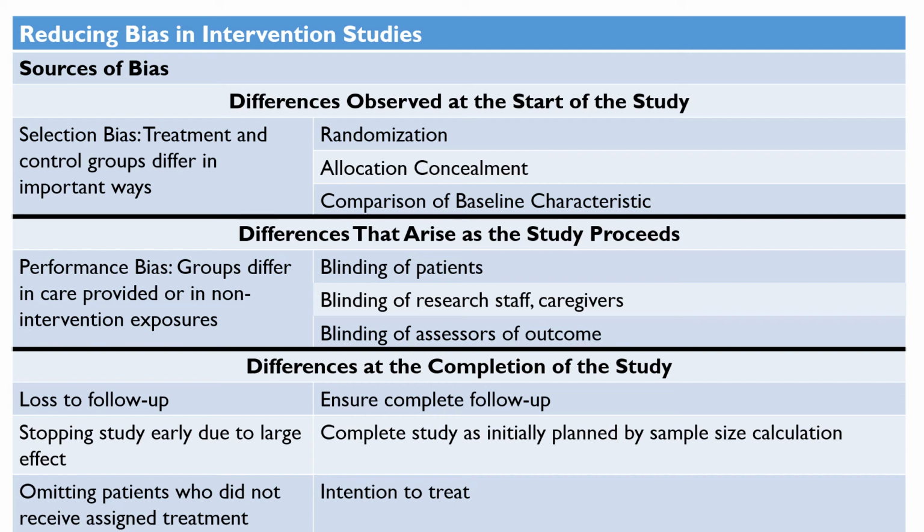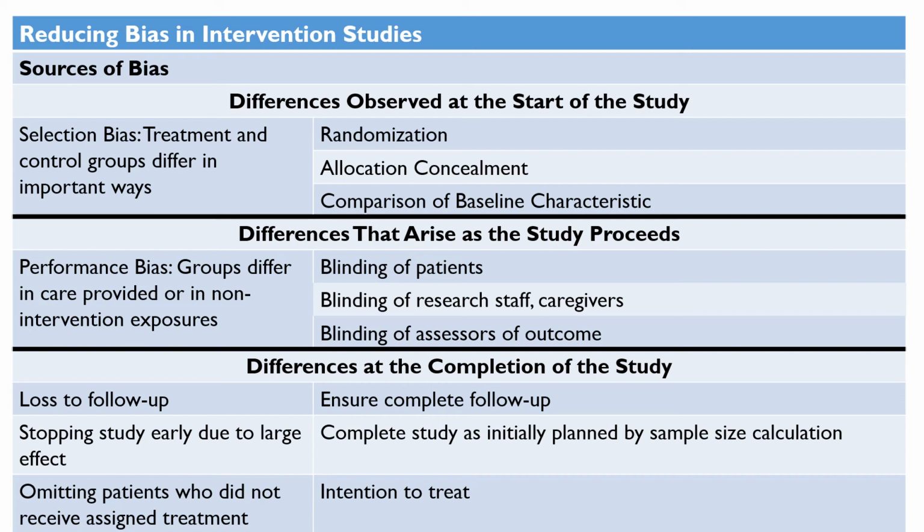All right, so to summarize, reducing bias in intervention studies, threats to the truth, and these are things we're going to think about as we build our trial to make sure that we address these factors. Differences observed at the start of the study, that's selection bias. We deal with randomization, allocation concealment, table 1. Differences as the study proceeds, that's performance bias. We do that through blinding as much as we can. And then differences at the end of the study, loss to follow-up.